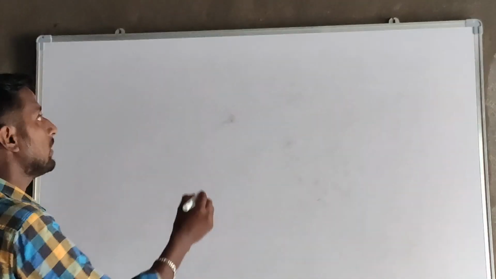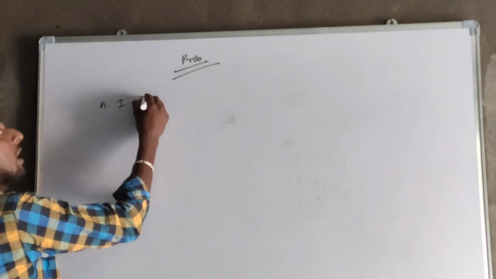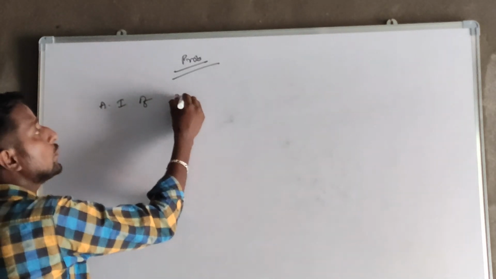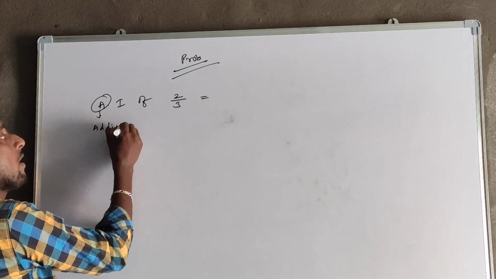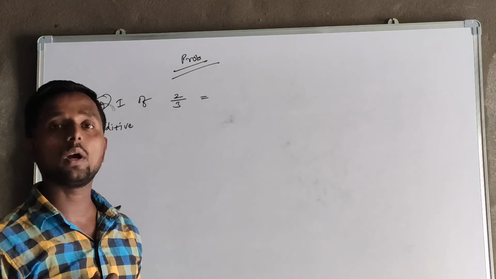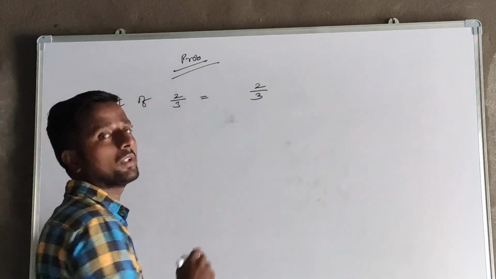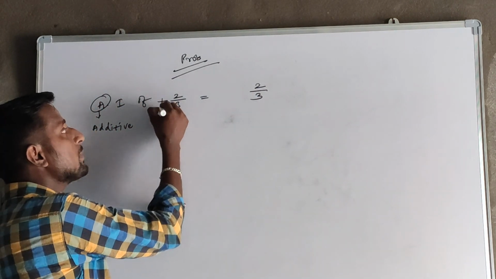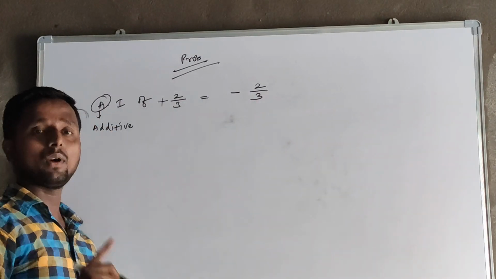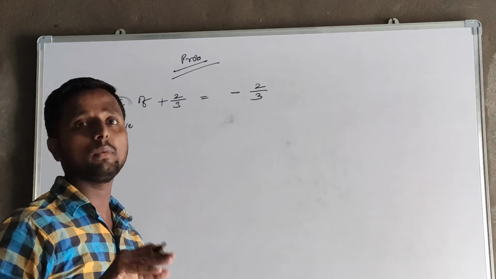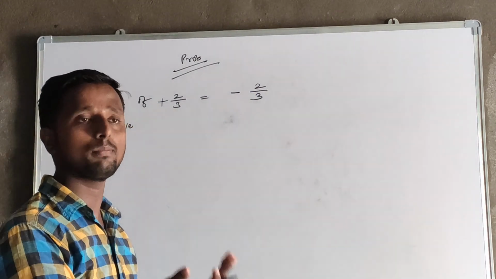Shall we do some problems? Additive inverse of 2 by 3. Remember, it is additive. Additive means we use the same number, 2 by 3. There is no sign, which means it's plus 2 by 3. So here we'll use the sign minus. Remember once again, the additive inverse is nothing but the same number with the opposite sign. If you get plus, we use minus. If you get minus, we use plus.